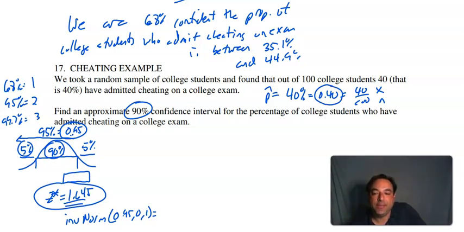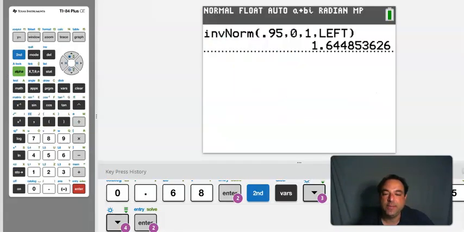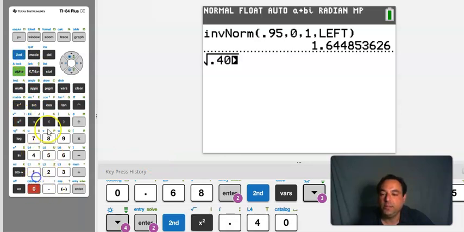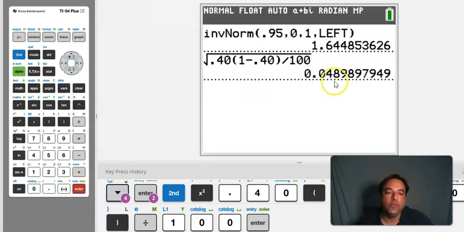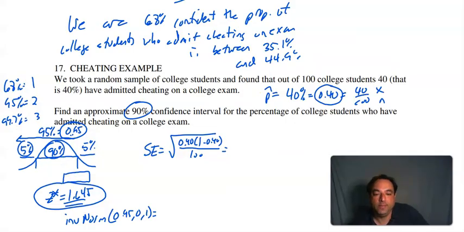So we know the z-star, we know the p-hat, now we're just missing the SE. Well, it's the same SE as before. So remember, it was square root of 0.40, 1 minus 0.40, divided by 100, and it's at 0.049. So we have all of our pieces.